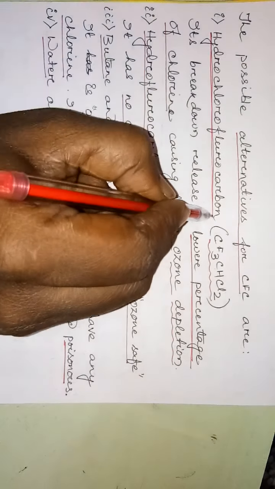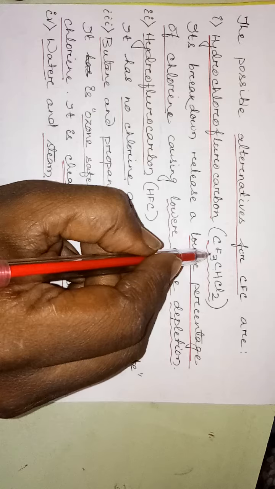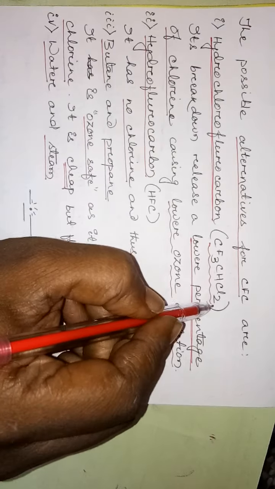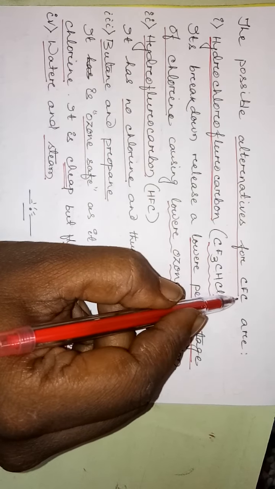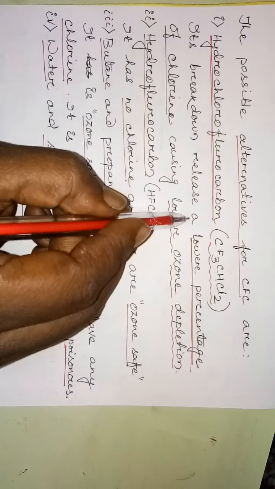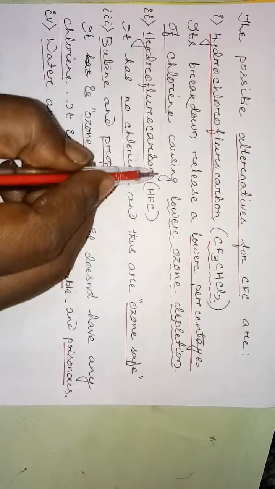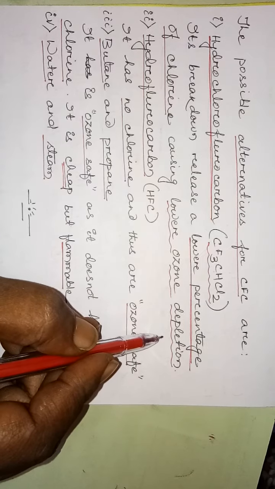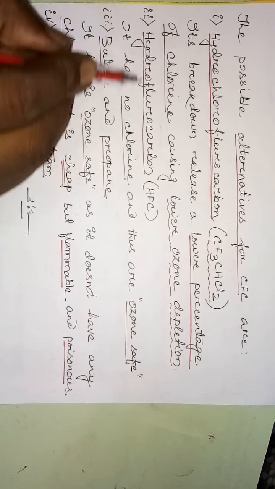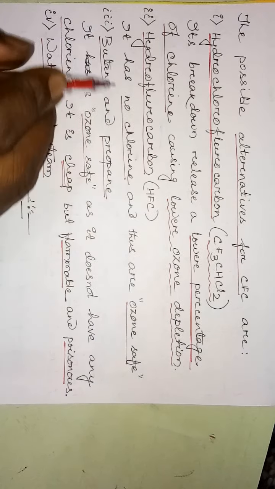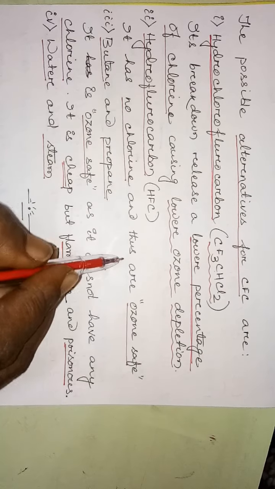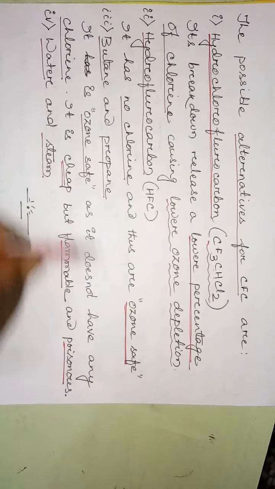Hydrochlorofluorocarbon, CF3CHCl2. As Cl2 is there compared to CFC where Cl3 was there, its breakdown releases a lower percentage of chlorine, causing lower ozone depletion. Another alternative is hydrofluorocarbon, HFC. It has no chlorine, and thus it is ozone safe.